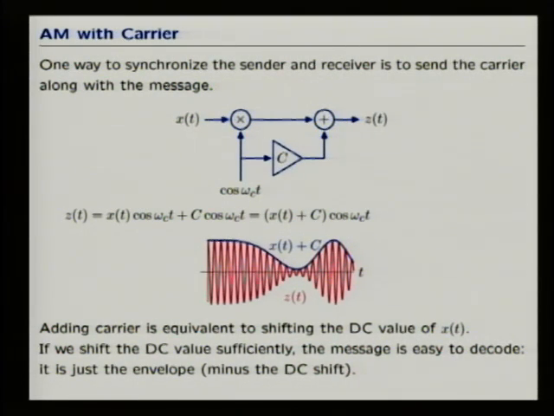That's the idea. Notice that adding in a little bit C of the carrier is precisely the same as adding a constant to the message before you modulate. Mathematically identical. And that gives an easy way of thinking about the effect of this carrier. If you think about the message added to C, and if C is big enough, you can make the message positive only.